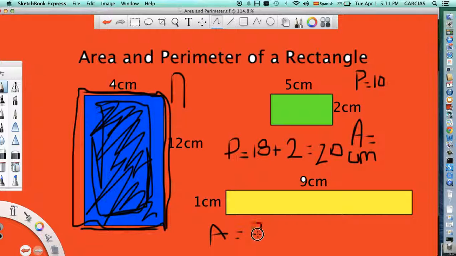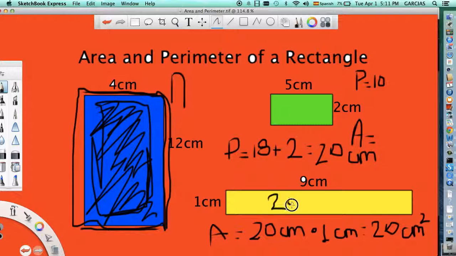We will need to multiply 9 centimeters times 1 centimeter, and that gives us a total of 9 square centimeters. Right? So in here we have 20 square units. And here we have 10 square units.